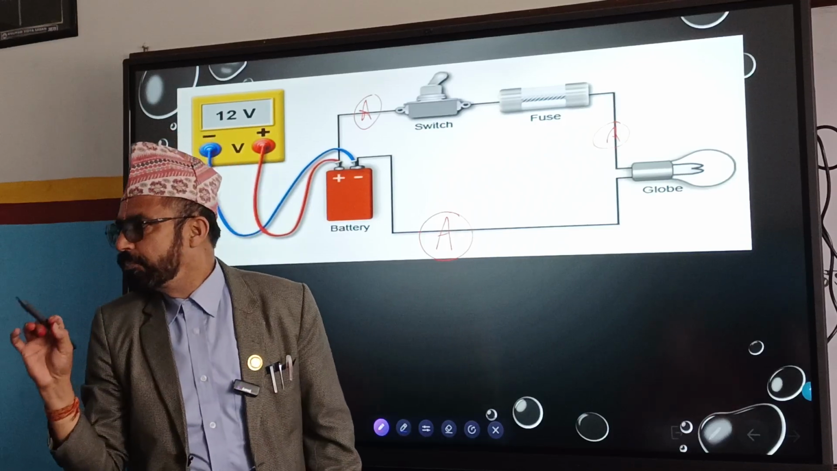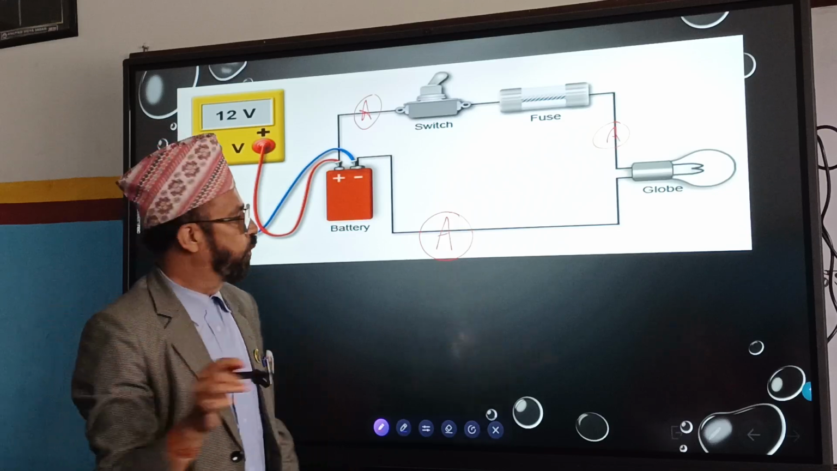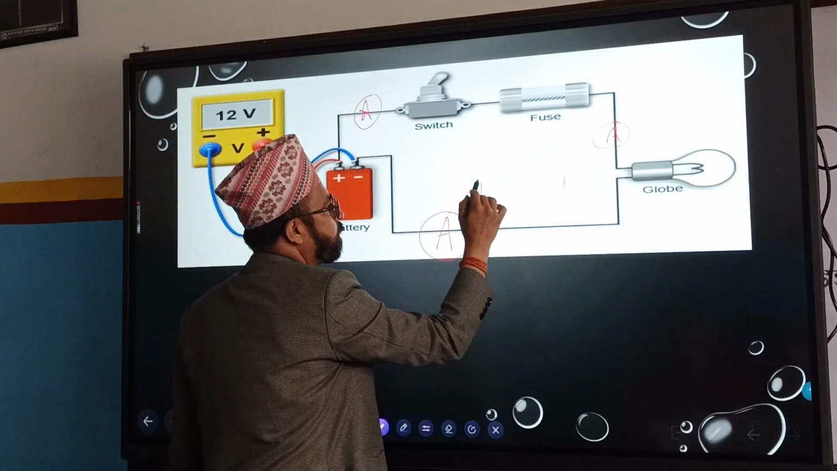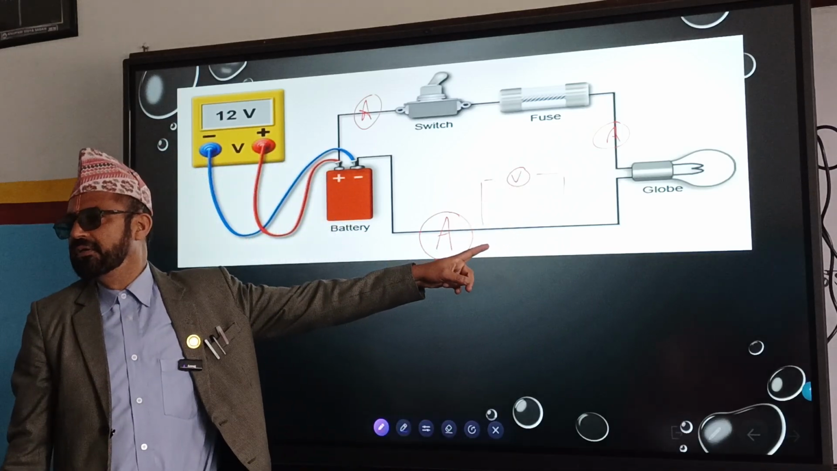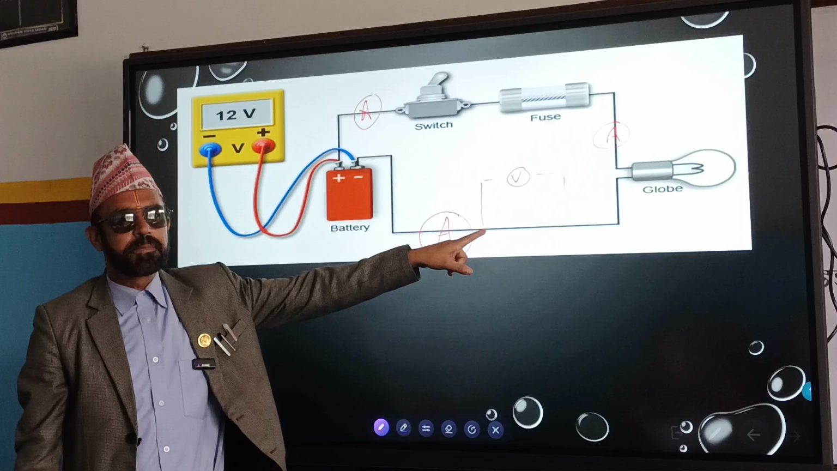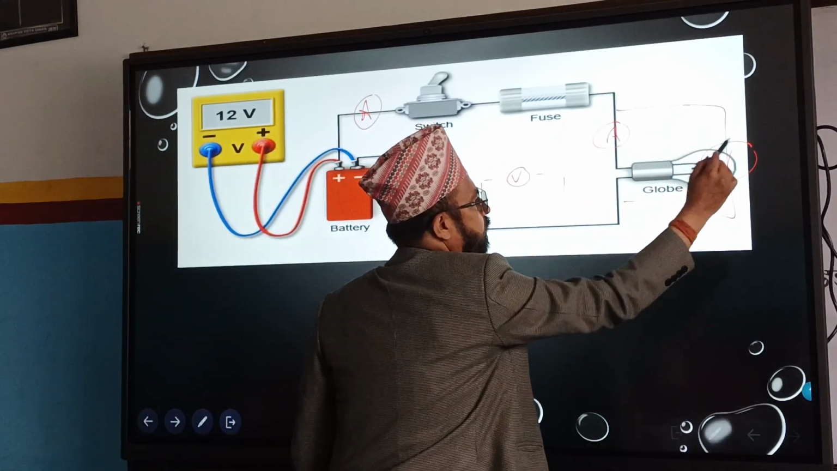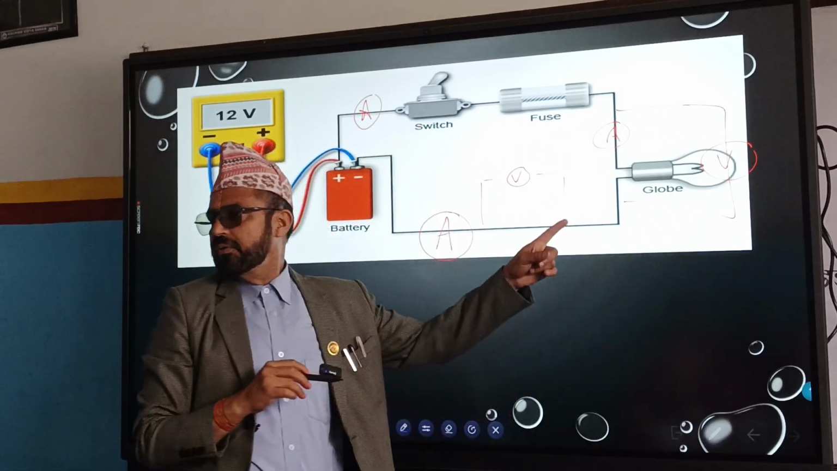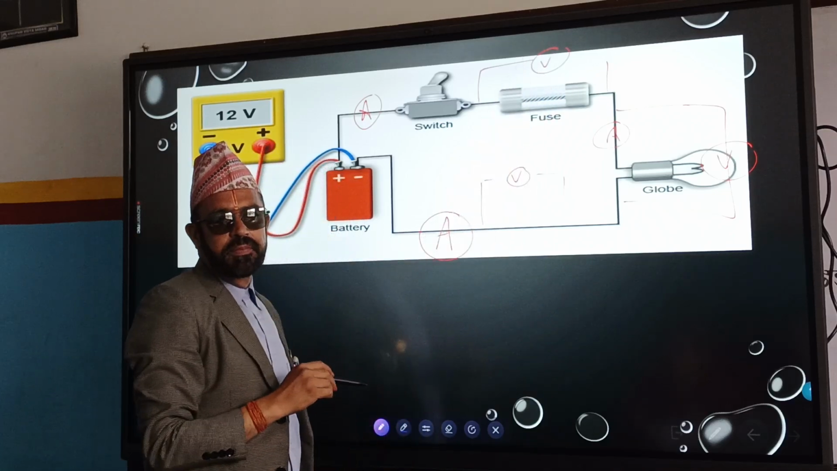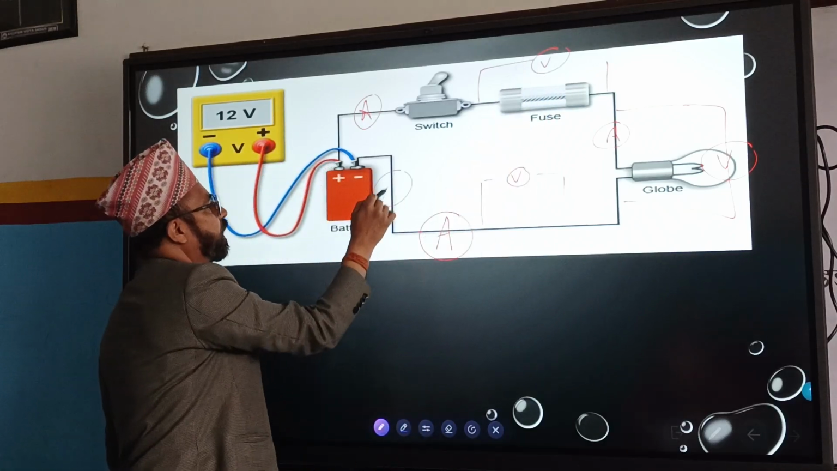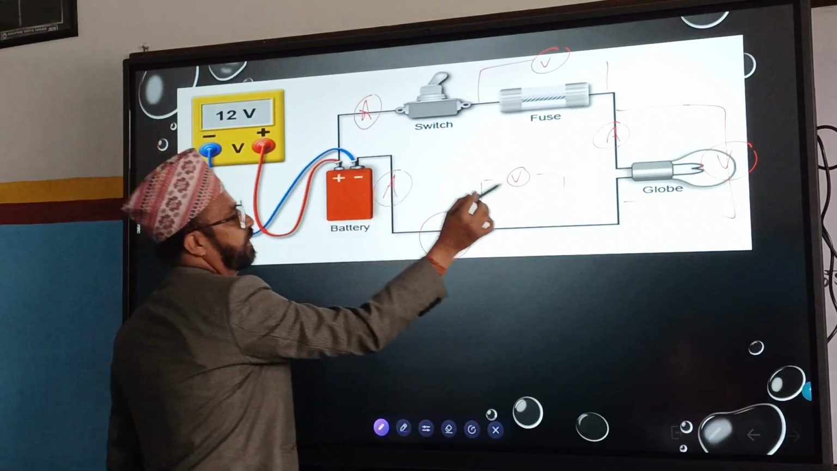But PD, potential difference, is measured by using a voltmeter. So the voltmeter is connected in how? Parallel connection. This is series connection, this is parallel. But if I do like this, series or parallel? Parallel. Series or parallel? Parallel. Series or parallel? Series. Don't get confused.